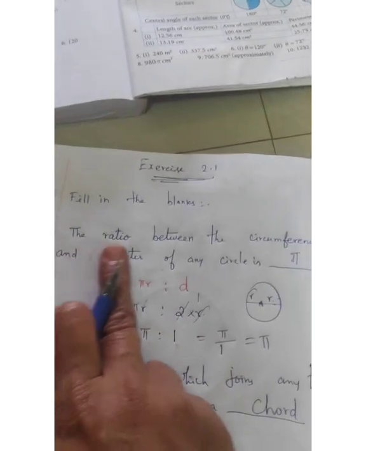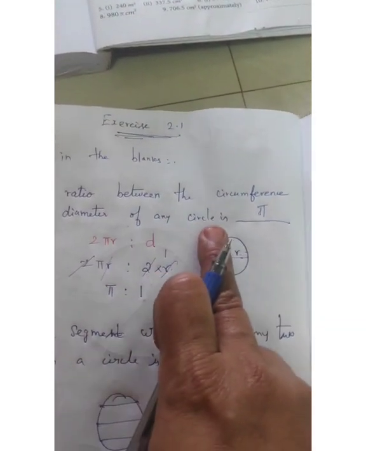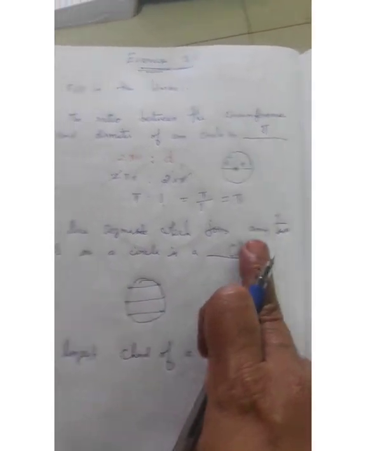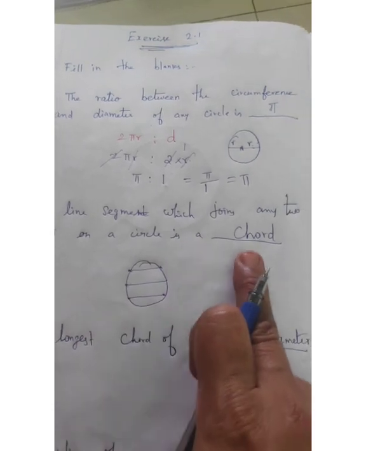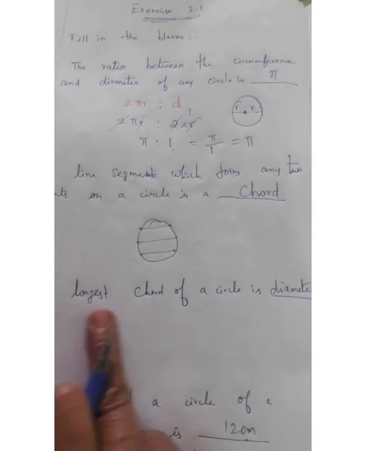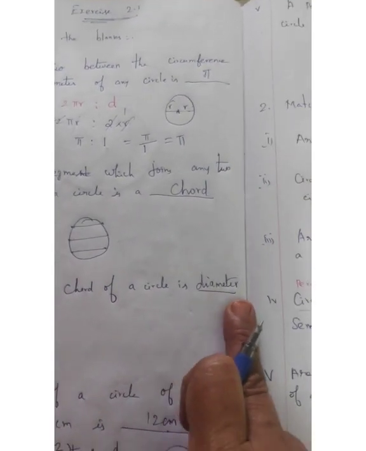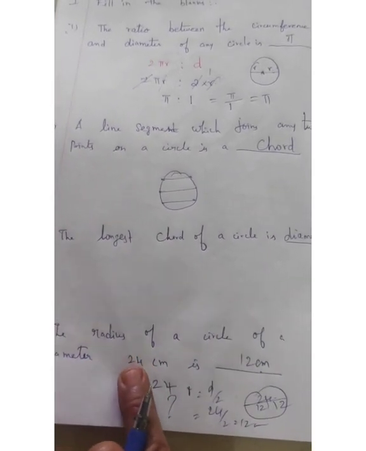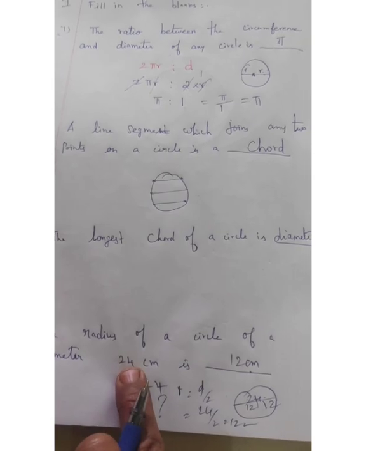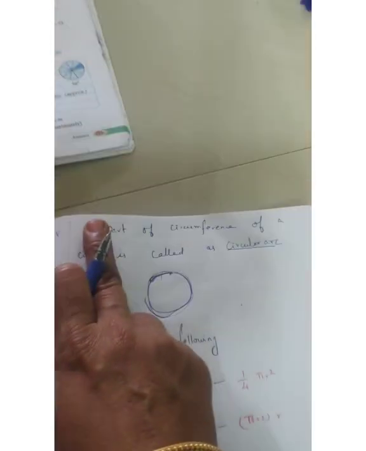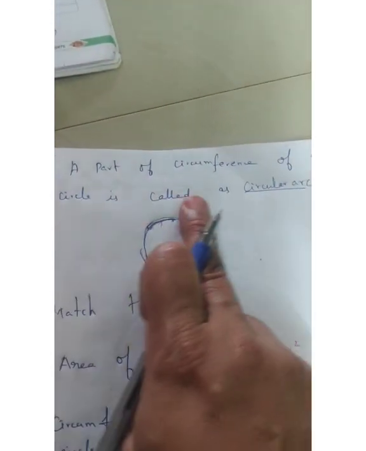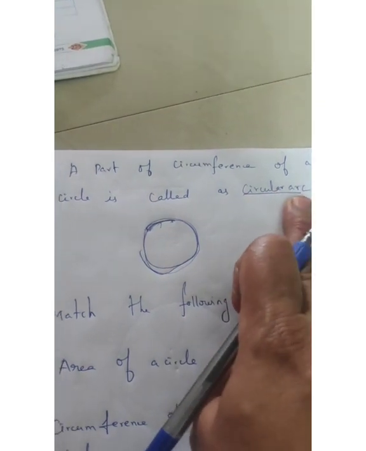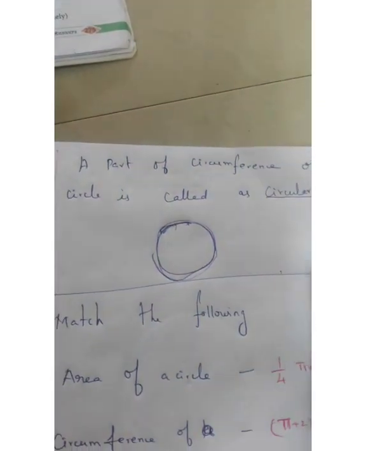First, the fill in the blanks: the ratio between the circumference and diameter of any circle is pi. The line segment joining any 2 points on a circle is called the chord. Next one, the longest chord of a circle is called the diameter. The radius of the circle, given diameter equal to 24, radius equals half of the diameter, so 12 centimeter. A part of a circumference of a circle is called the circular arc. Filling the blanks is completed.